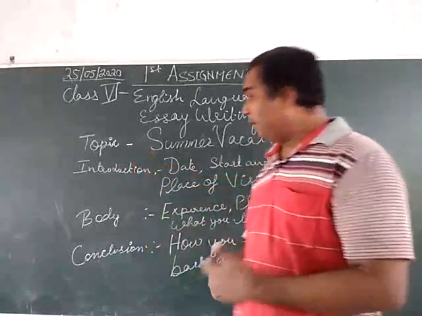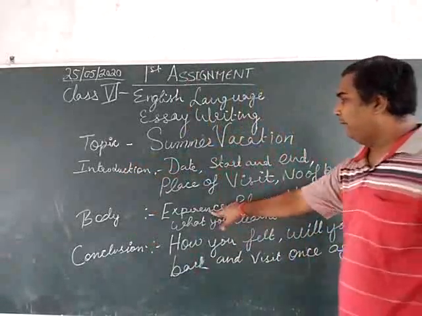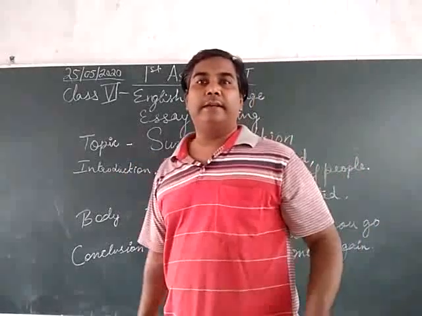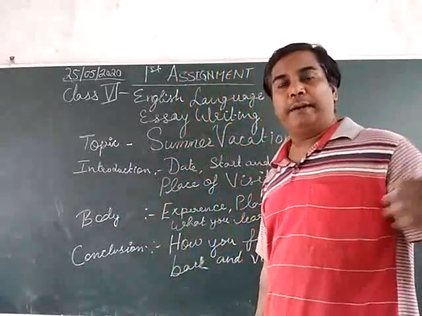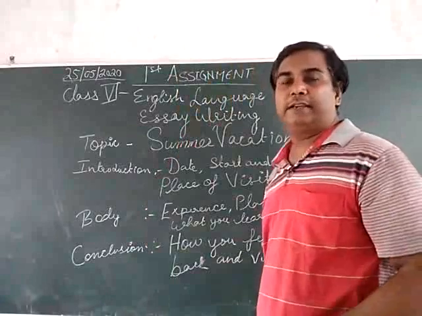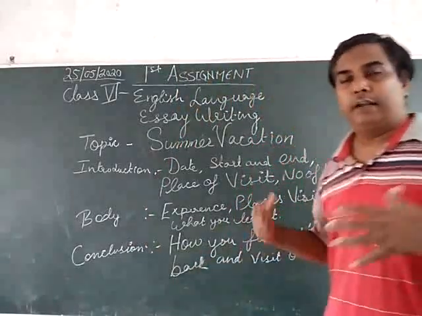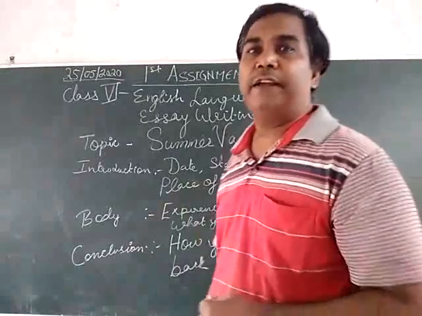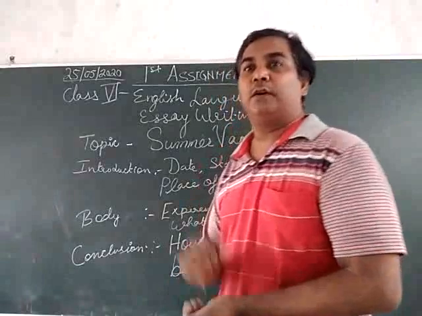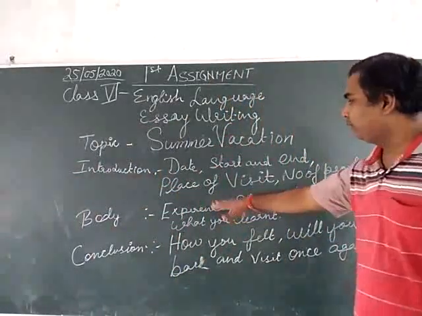Now we move on to the second part, the body of the essay: the places and experience. When you went for summer vacation, what did you do? Did you take a bus and go, or did you go by train to the location where you needed to go? You need to mention how you felt and how you enjoyed yourself. Were you singing songs while you were going in the train along with your friends for the summer vacation or the place you were going to visit? You need to mention all that, the experience you're having.